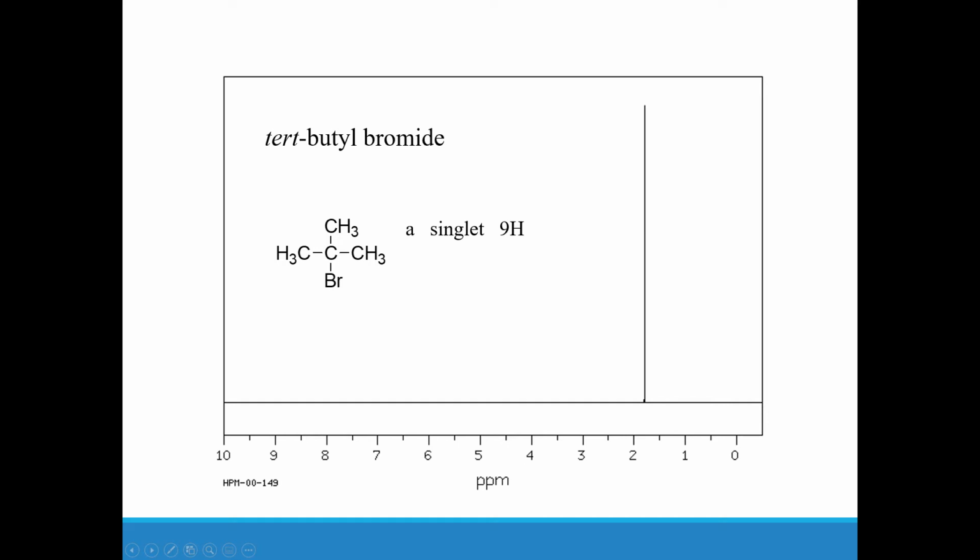So next is tert-butyl bromide. So each group is by itself with no neighboring hydrogen. So they all share the same type of hydrogen. Because they have no neighboring hydrogen, they are a singlet. And because they're sp3 hybridized, they're more upfield.